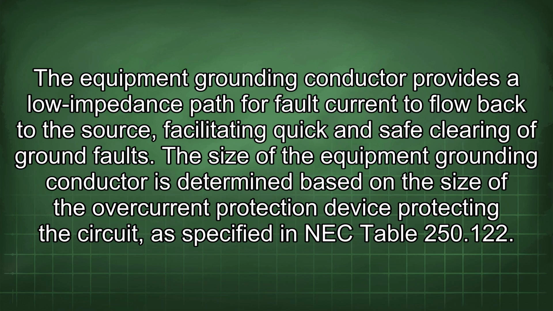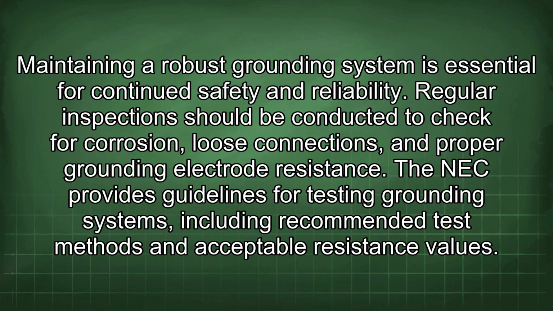The size of the equipment grounding conductor is determined based on the size of the overcurrent protection device protecting the circuit, as specified in NEC Table 250.122. Maintaining a robust grounding system is essential for continued safety and reliability. Regular inspection should be conducted to check for corrosion, loose connections, and proper grounding electrode resistance. The NEC provides guidelines for testing grounding systems, including recommended test methods and acceptable resistance values.